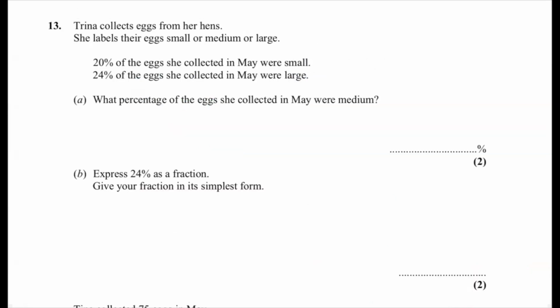Okay, so we are being told that 20% of the eggs are small, 24% are large, and we need to work out the percentage that are medium. Well, the small and the large add to give 44%. We obviously want 100%. So 100, take away the 44 is 56. So there must be 56% medium.